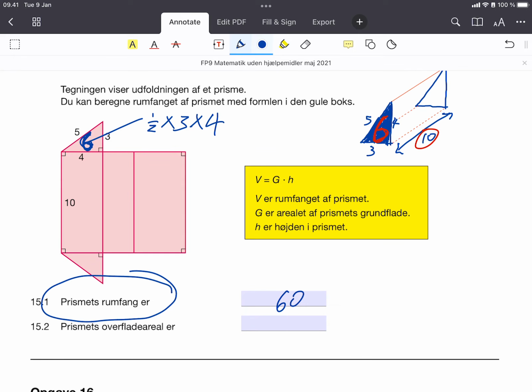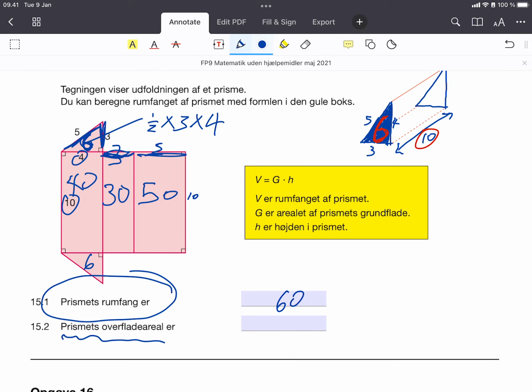And then we want the prism's surface area. So we already figured out that the triangles were 6. This rectangle here is 10 times 4, which is 40. This side of 3 here folds to this side of 3 here. So that's going to be 3 there. So it's 10 times 3, which is 30. And then this side here folds to the 5 there. So that's going to be 5 times 10, which is 50.